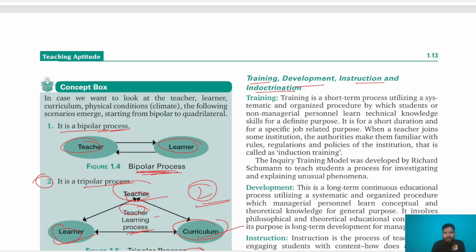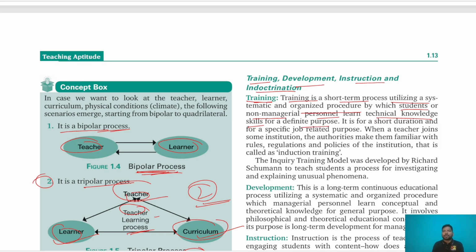Now you can move to another topic: training, development, instruction, and indoctrination will be very essential in dynamic teaching. Training is very essential. How is it possible? Training is a short-term process utilizing a systematic and organized procedure by which the student or the non-managerial person learns technical knowledge and skill for a definite purpose, right?